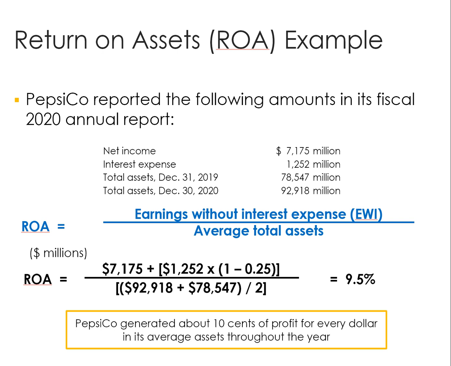So here's a calculation of ROA for PepsiCo. Net income plus the net effect of interest expense, divided by average total assets, gives us 9.5% return on assets for PepsiCo. So PepsiCo generated about 10% profit for every dollar in its average assets throughout 2020. I'm sure this ROA for Apple will be much higher than PepsiCo's.